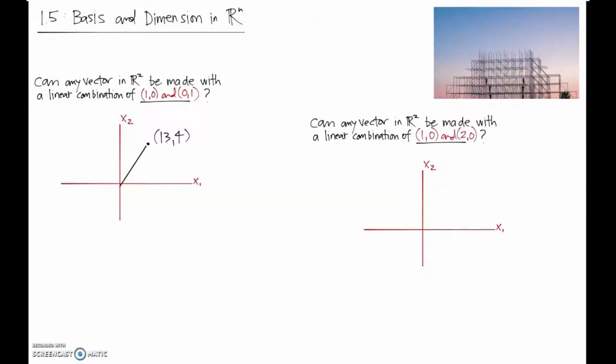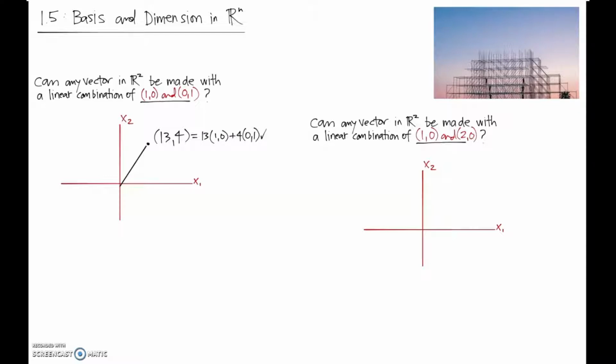So there's that vector. And we think, can it be made with a combination of these two? And yeah, it's not too hard to see how that would be made. You could take this as 13 times 1, 0 plus 4 times 0, 1. So 13, 4 can be made with a linear combination of those two.